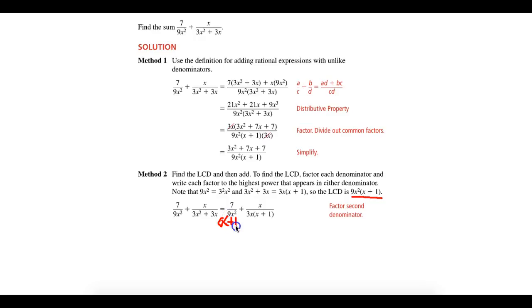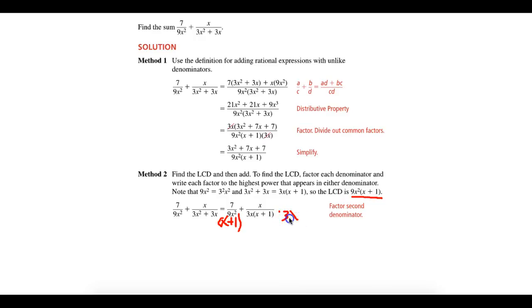All we have to do is multiply our first fraction by x plus 1 over x plus 1 to get our LCD. Same thing for our second fraction. What do we need to multiply 3x times x plus 1 by to get our LCD? In this case, it's just 3x.